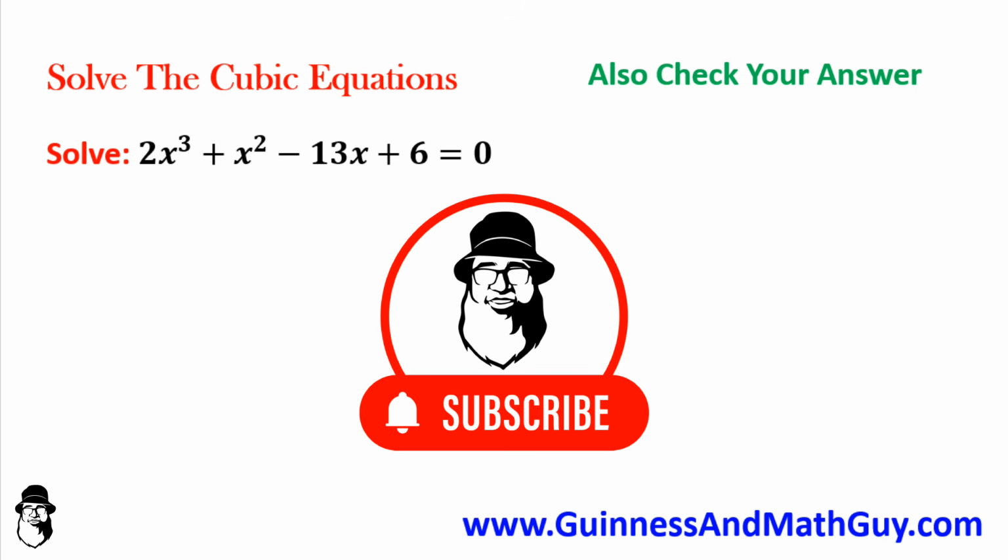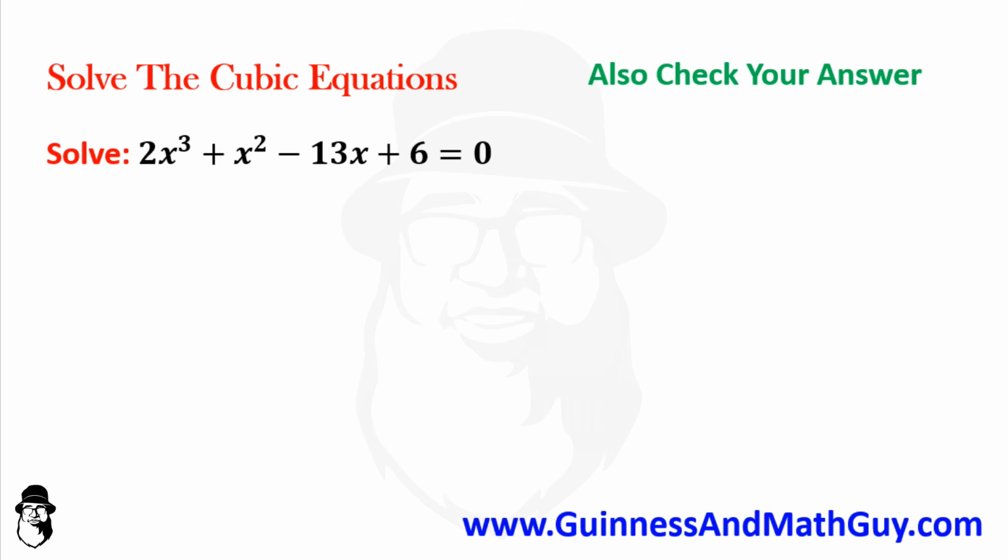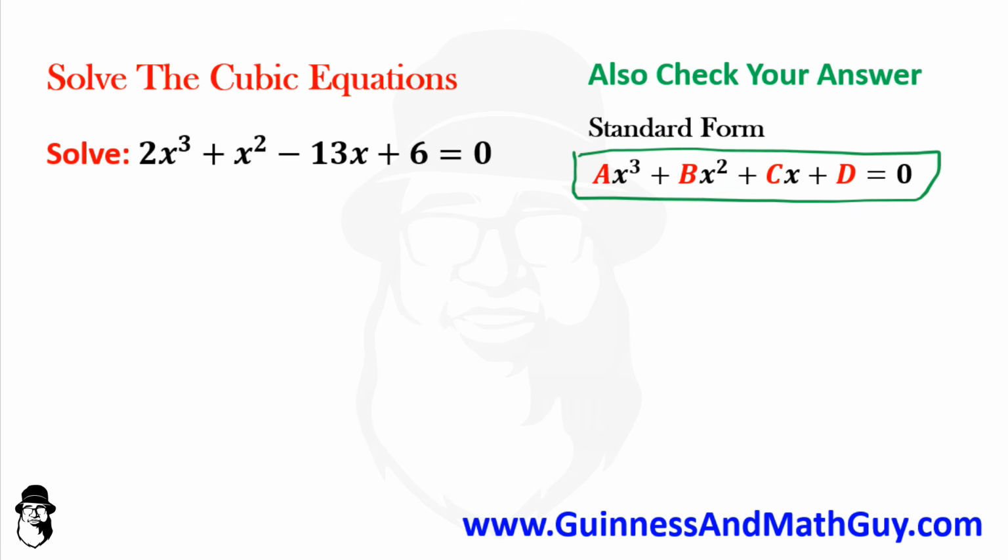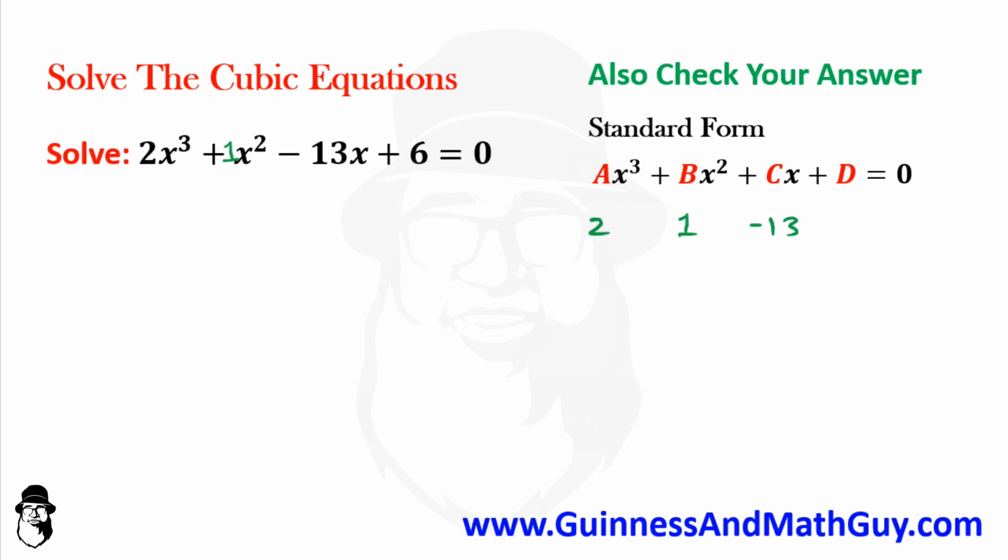Let's do this question. So, the first step is to know what the standard form is. If we write the cubic equation in this form, we should know our A is 2, our B is 1, because when there is no coefficient, then the coefficient is 1. And our C is minus 13, our D is 6, and these are the critical values of this equation that we need to solve it.